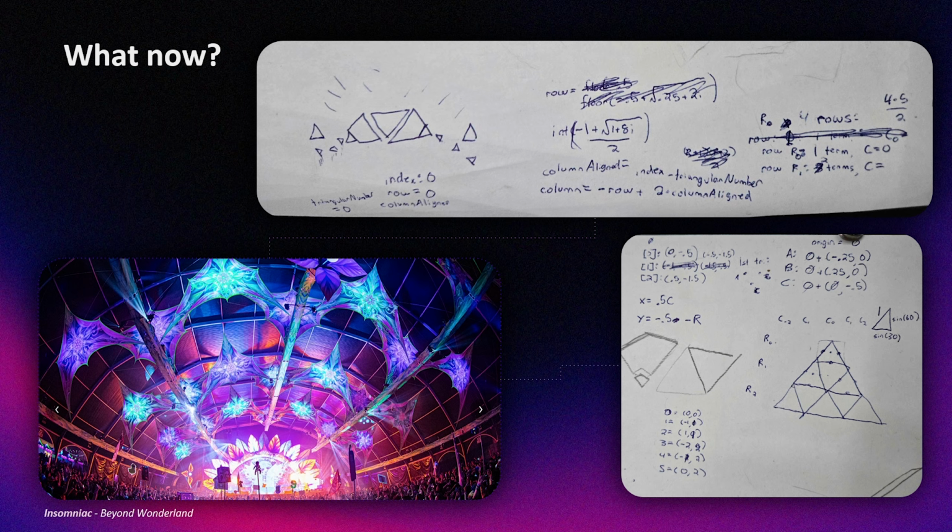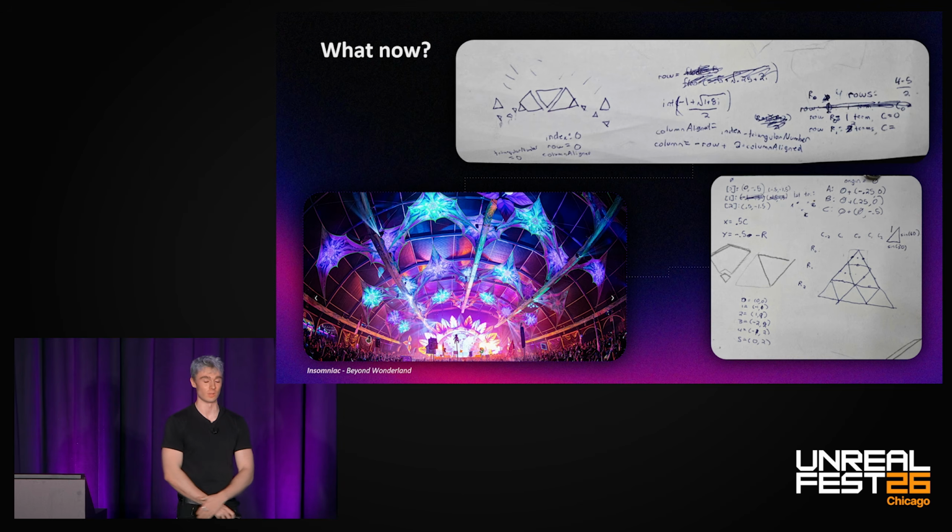So then I was like, okay, what now? And then I went to the place where I always go when I need inspiration, which is a rave. In this case, it was Beyond Wonderland in Southern California, and I saw this beautiful stage called Caterpillar's Garden, which has a flower at the center and then a bunch of tapestries sort of unfolding over the audience.